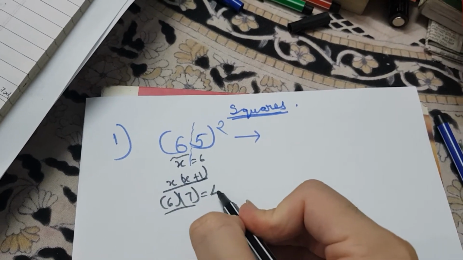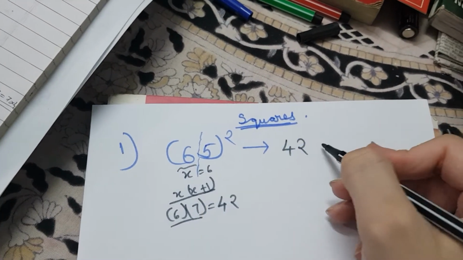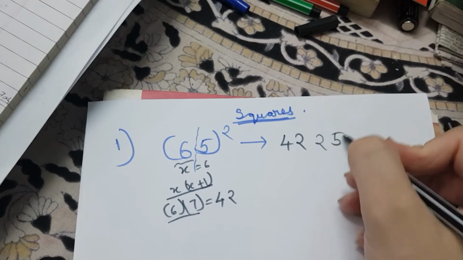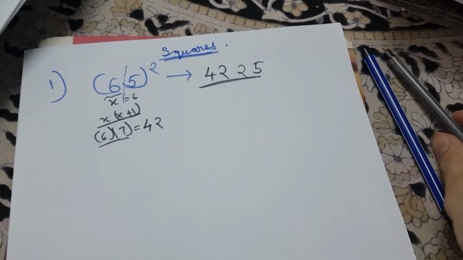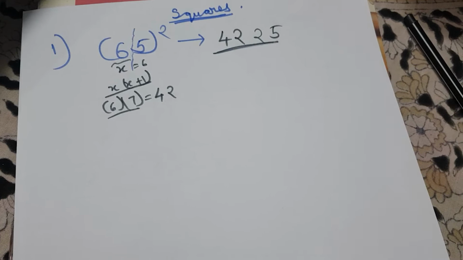If we multiply, you get an answer of 42. So you will write 42 here, and 5 square is 25. You can check it in your calculator. This is the answer that I am talking about. Okay, let us solve one more question.